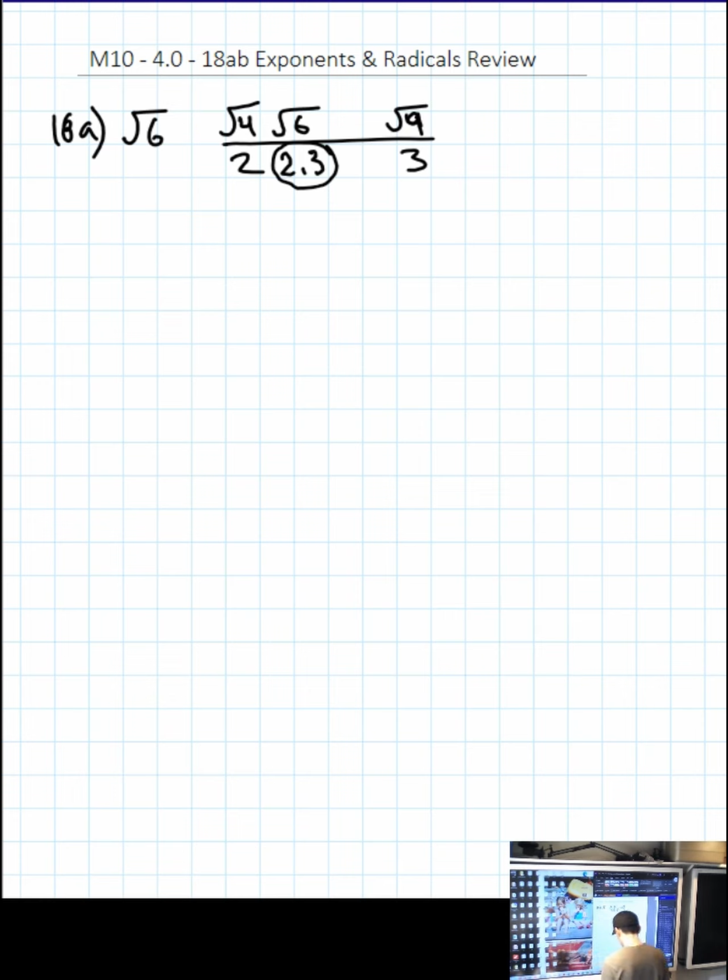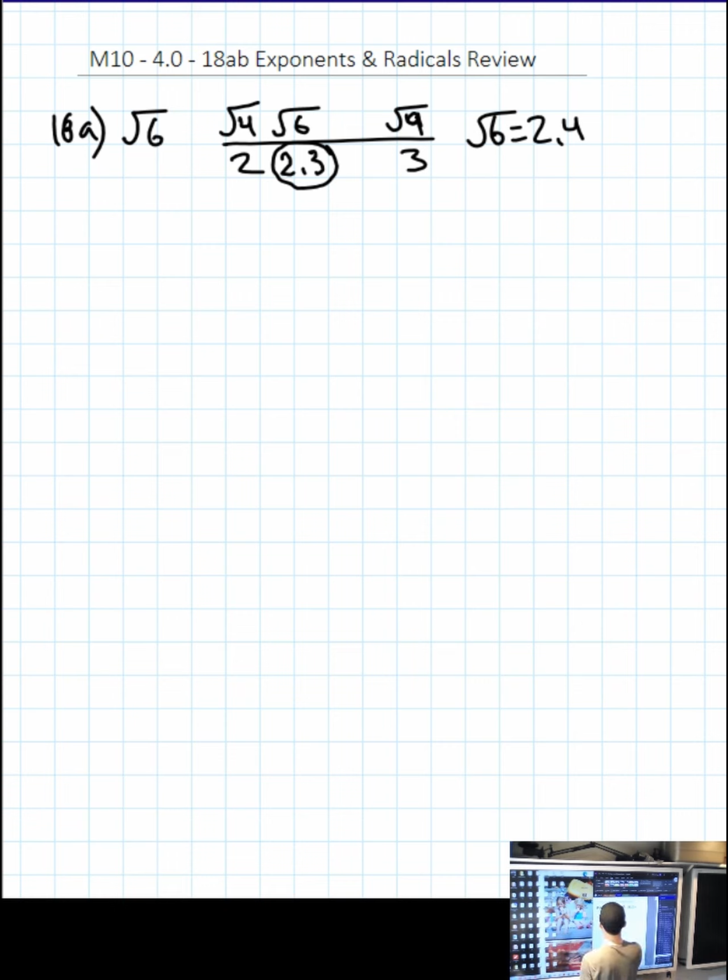Then check it on the calculator. It's the square root of 6. The square root of 6 is equal to 2.4. So incredibly accurate. On these tests, they will usually allow for 2.3, 2.4, but not 2.5. 2.5 is a little bit big because 6 is closer to 4 than it is to 9.